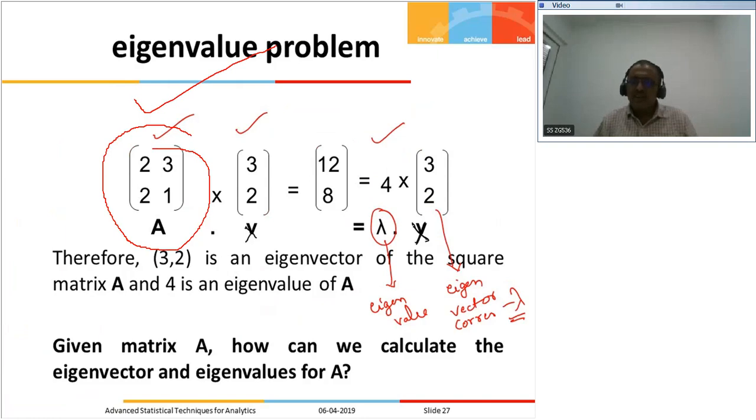Yeah, eigenvalues and eigenvectors both help us. That eigenvalue is nothing but the scaling factor. Eigenvector is nothing but the direction. So both help us in terms of scaling.